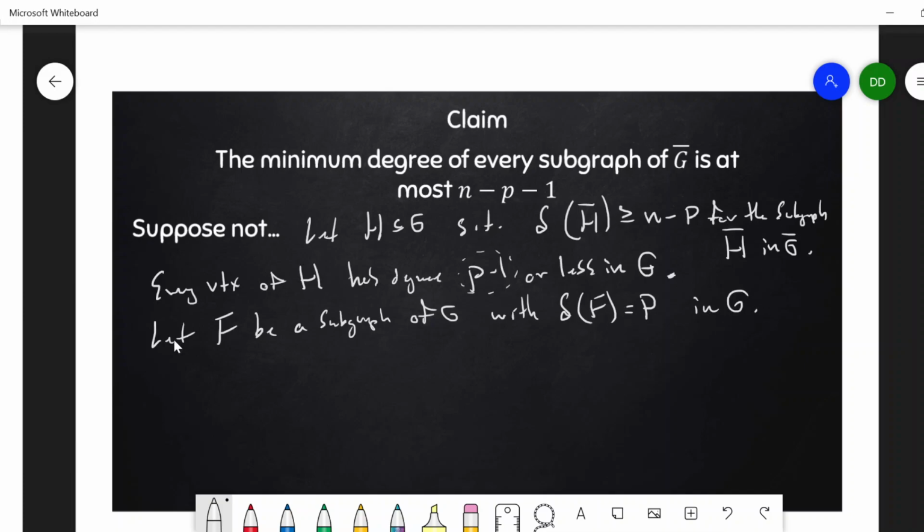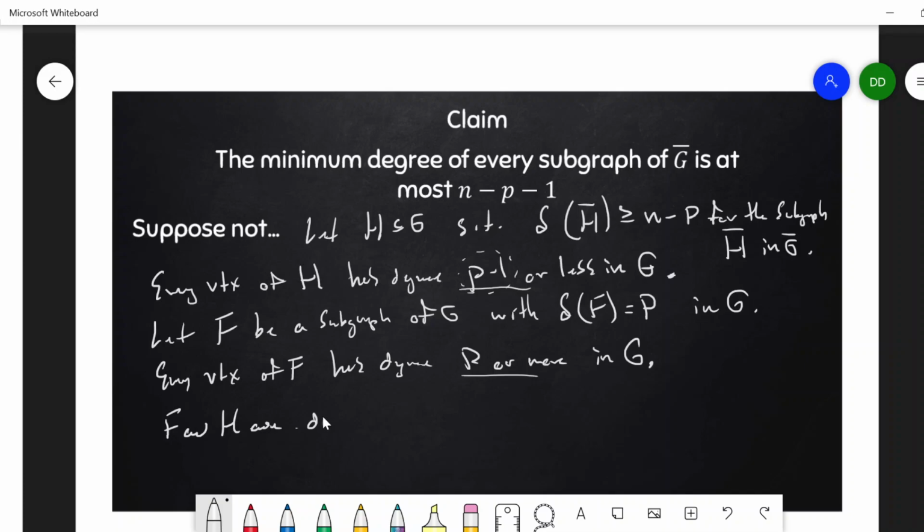So every vertex of F has degree P or more in G. So compare that up here. Every vertex of H has degree P minus 1 or less. Here we have degree P or more. That means that F and H are disjoint sets of vertices in G. Right? No vertex of F belongs to H.